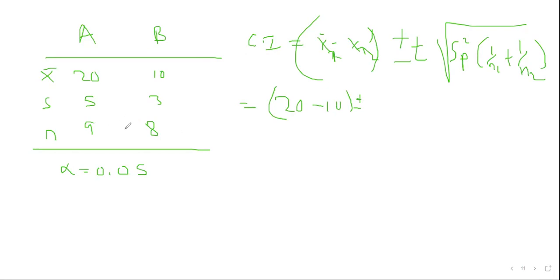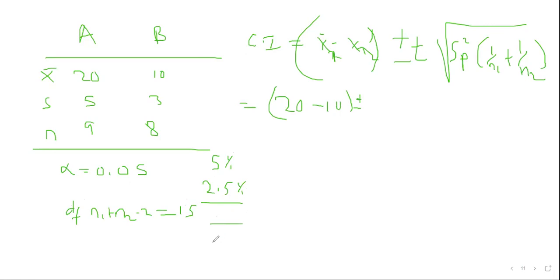Because these samples are less than 30, at 5%, half of 5% is what? 2.5%. But what is the degree of freedom for 2 samples? The degree of freedom is n1 plus n2 minus 2. So 8 plus 9, we get 17. 17 minus 2, we get 15.